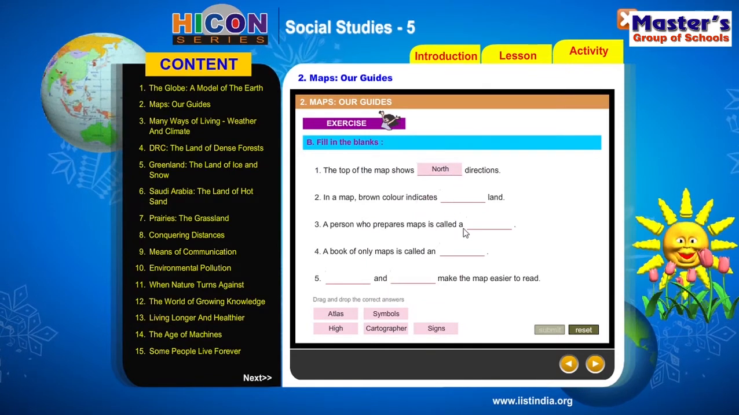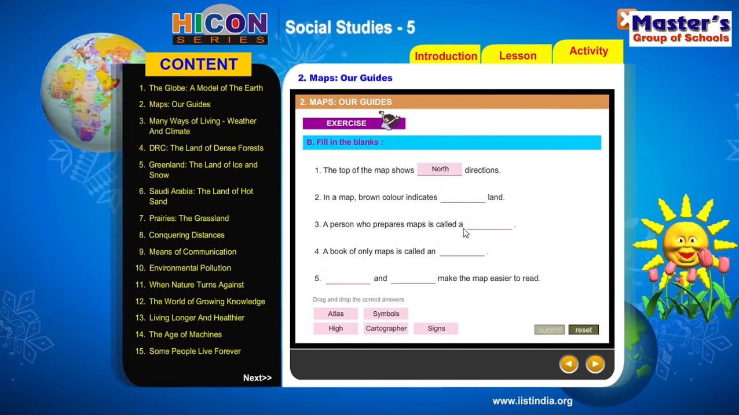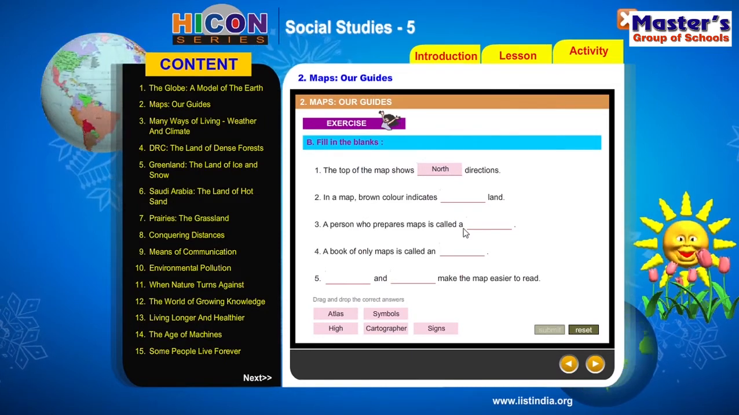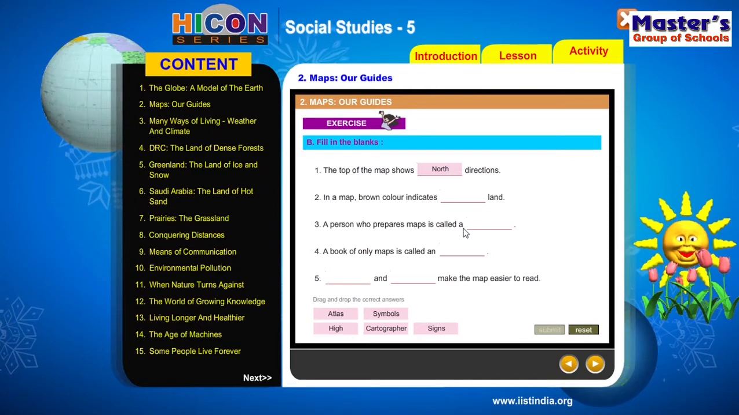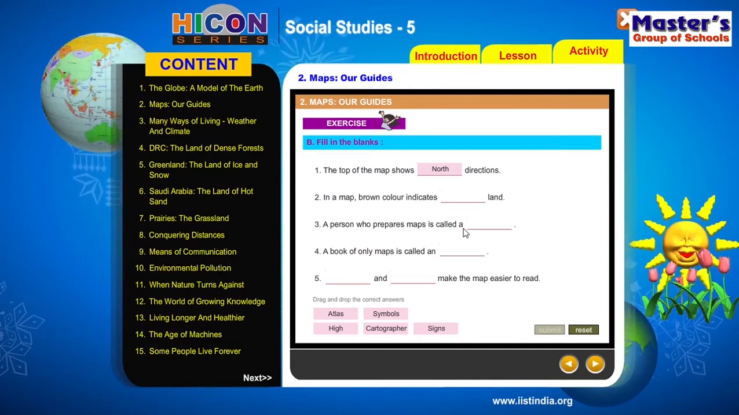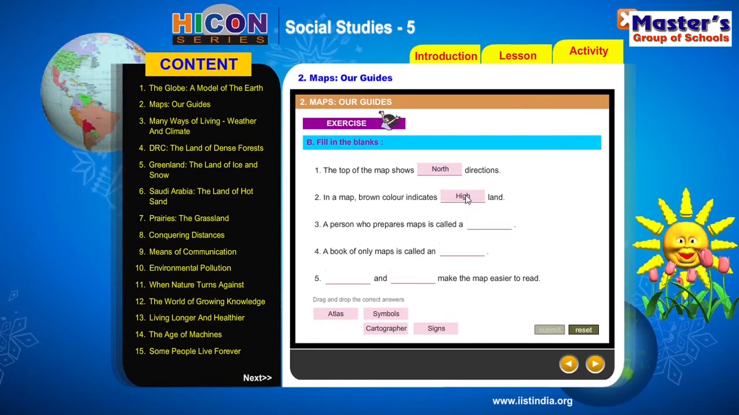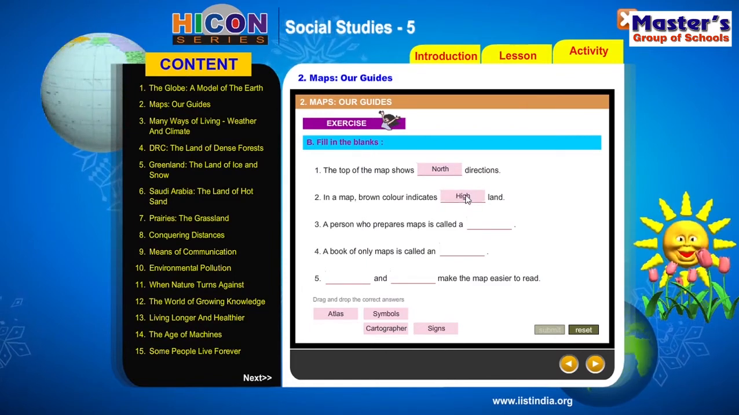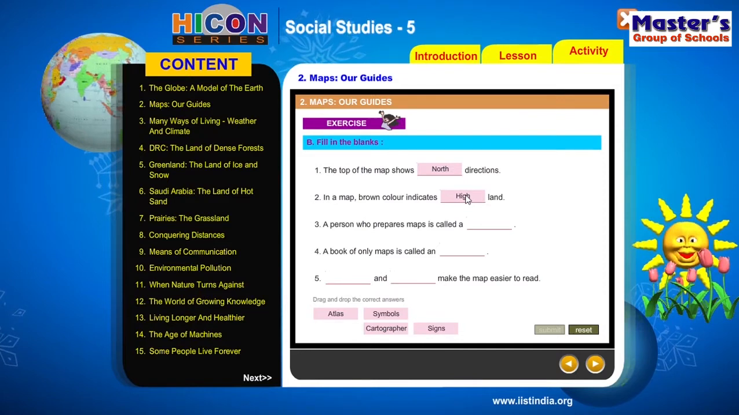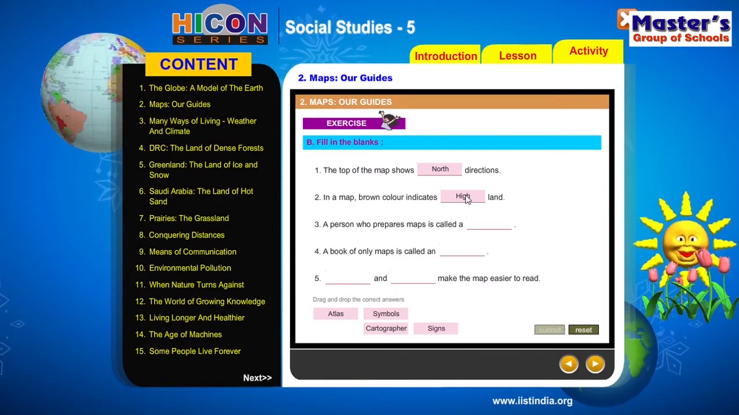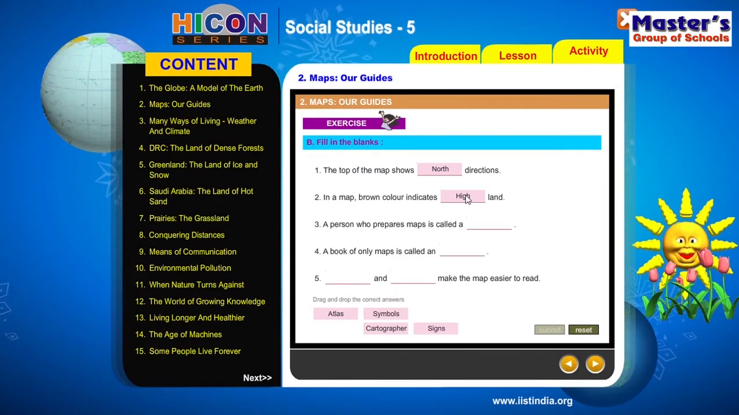So the top of the map always shows the north direction. In a map, brown color indicates what? Yes, highlands, isn't it? The hills and higher land areas like the plateaus and the mountains are usually expressed in a brown color, isn't it?